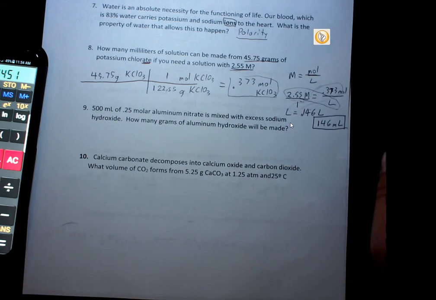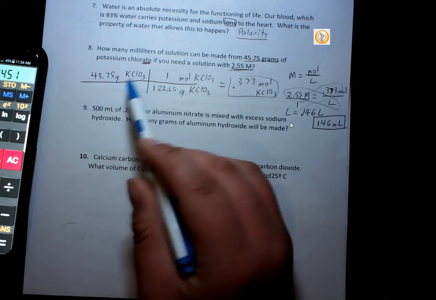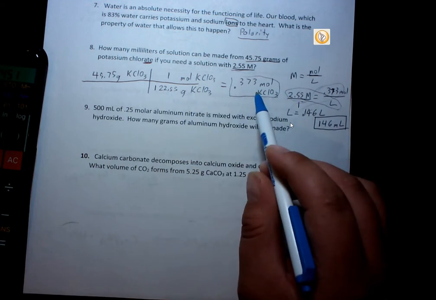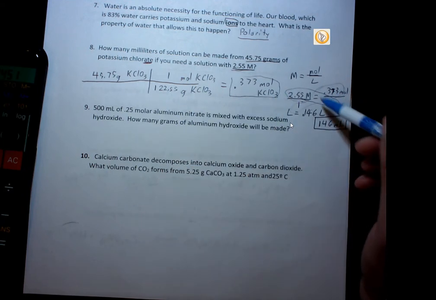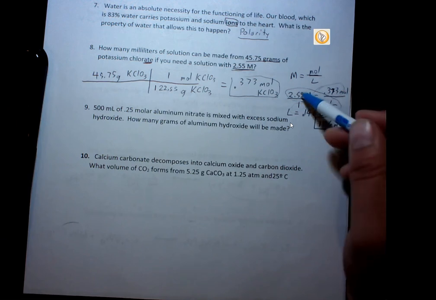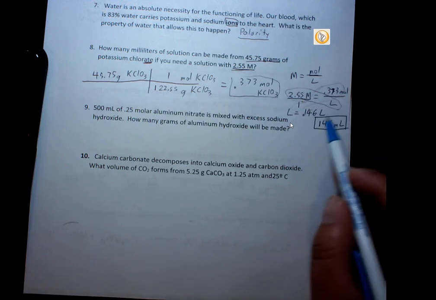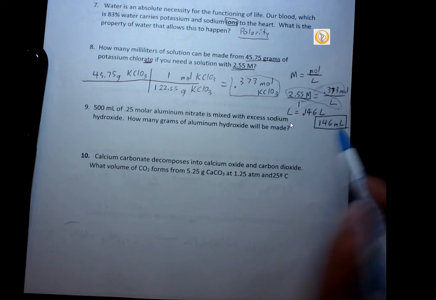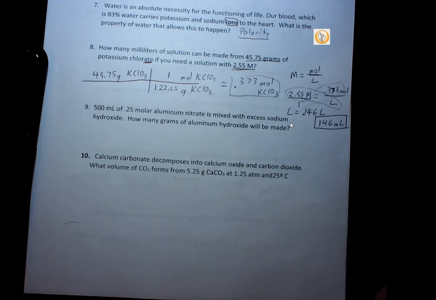So here's all our work left from that one. We converted grams to moles. We got the 0.373, and then we plugged it in the problem. 0.373 times 1 divided by 2.55 when we cross multiply. We got 0.146. Converted that to milliliters. Sorry about that, guys. All right, number 9.